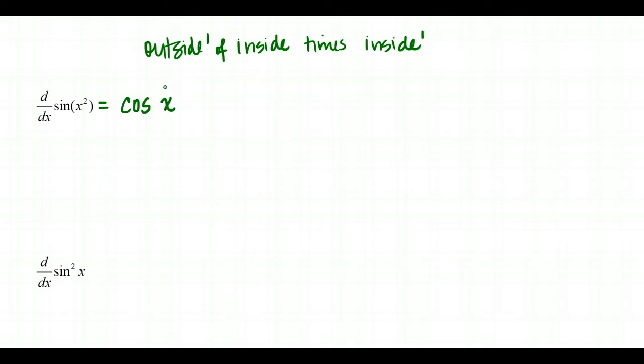But here's where I want to be really careful. It's outside prime of inside. Right now, this is cosine of x. The inside function is x squared. So in other words, instead of taking the derivative of sine x and saying that the derivative is cosine x, it has to be the derivative of the outside, and we leave the inside part the same. So this part here is the derivative of the outside function while leaving the inside part the same. So cosine x squared, and then we have to multiply by the derivative of the inside, inside prime.